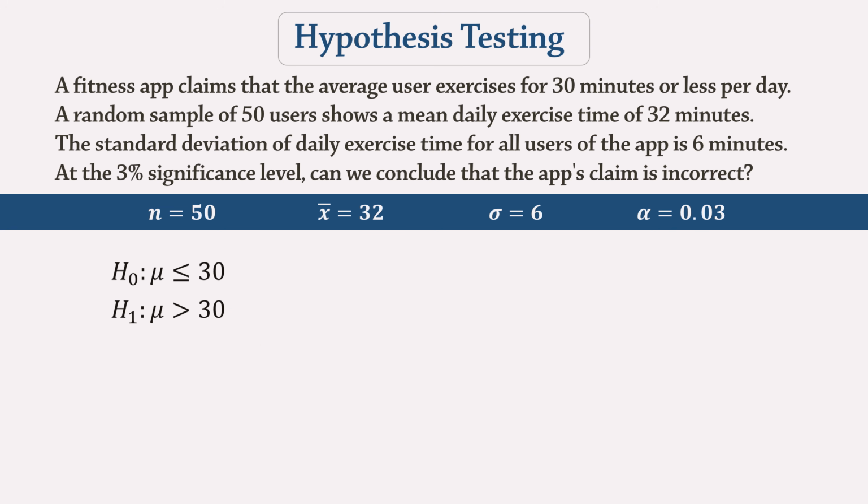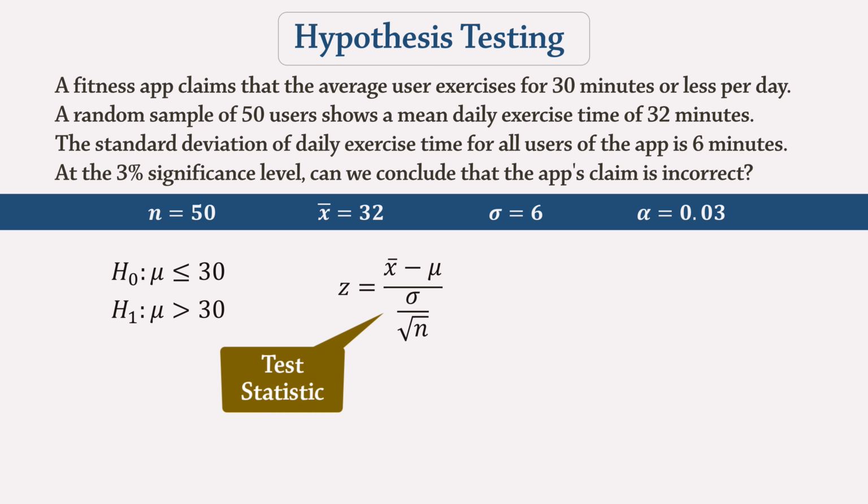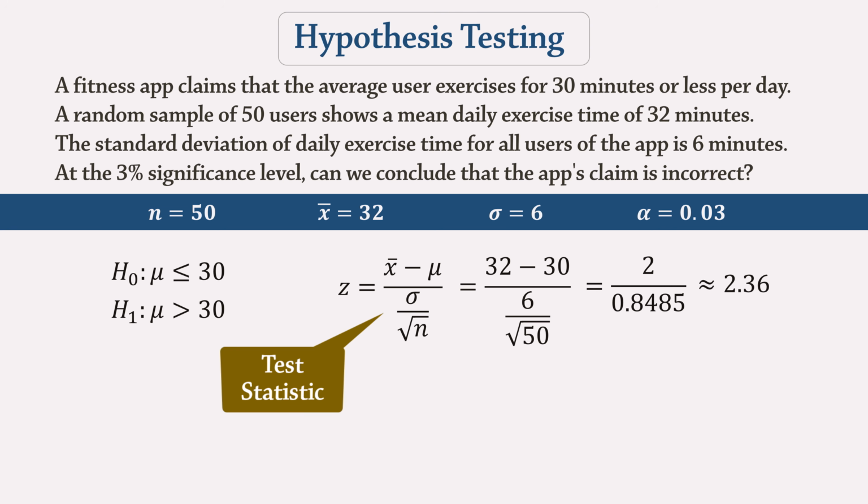Now, since the population standard deviation is assumed to be known, we conduct a z-test for the population mean. Note that some conduct the z-test for the mean simply because the sample size is larger than 30. The z-statistic for one population mean is given here. Substituting these values yields a test statistic of 2.36, rounded to 2 decimal places.